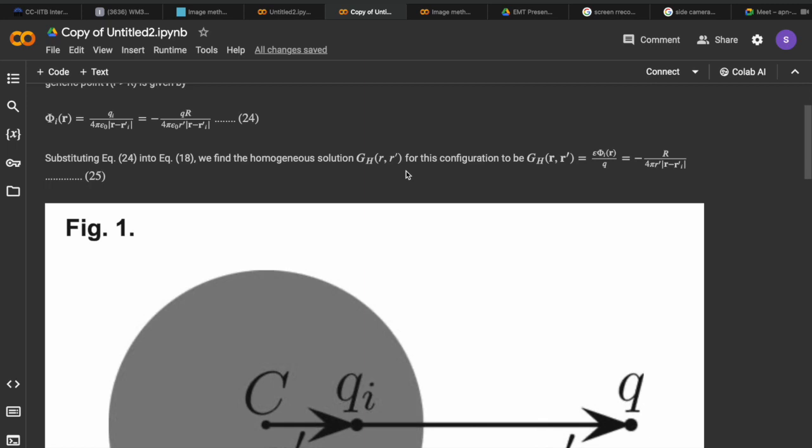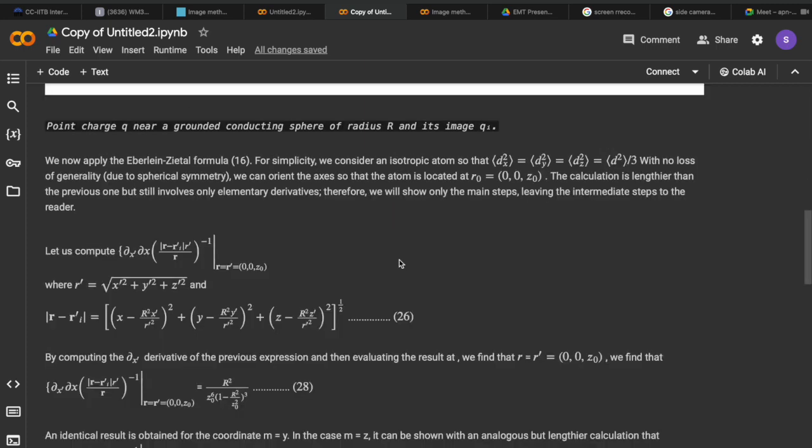Now, substituting the image potential into our previous equations, we derive the homogeneous solution for this configuration: G_H(r, r dash) is equal to minus R divided by 4 pi r dash times the norm of r minus ri dash. Now let's apply the Eberlein-Zietal formula. Considering an isotropic atom, we simplify the analysis by assuming dx square is equal to dy square is equal to dz square is equal to d square by 3.